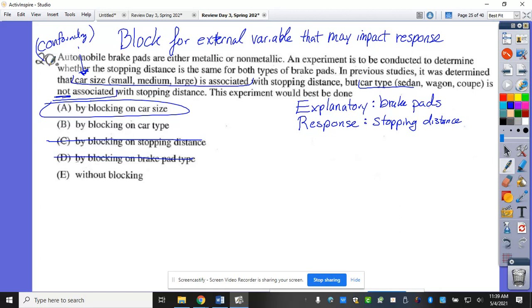This part is definitely outside of the problem. But if I wanted to think about this one as a randomized design, I would start out with cars and however many there were. Then I would randomly assign them into groups and give this group metallic and give this one non-metallic. And then compare our results.